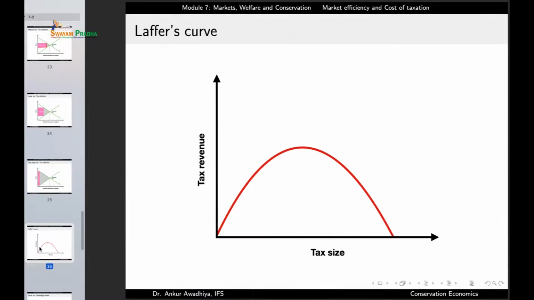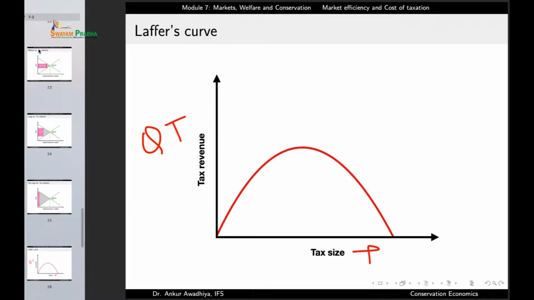Now, Laffer's curve says that if we plot the tax size, what we are plotting here is the T, and we are plotting T on the x-axis, and we are plotting tax revenue on the y-axis, meaning that on the y-axis we are plotting Q times T. So in this case, as T increases, Q into T increases.